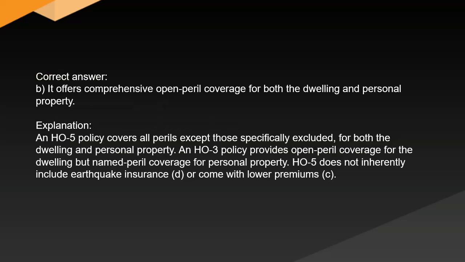Correct answer. B. It offers comprehensive open peril coverage for both the dwelling and personal property. Explanation. A HA5 policy covers all perils except those specifically excluded for both the dwelling and personal property. A HA3 policy provides open peril coverage for the dwelling but named peril coverage for personal property. HA5 does not inherently include earthquake insurance (D) or come with lower premiums (C).